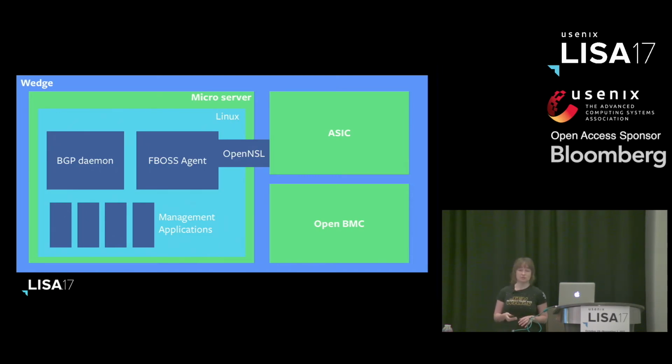In addition to all the management processes, we also have the two key packet forwarding processes, BGP and the FBOSS agent. The BGP daemon implements the commonly known protocol and feeds route information to the FBOSS agent. The agent, in turn, programs this information into the ASIC using our chip manufacturer's SDK, in this case, OpenNSL.